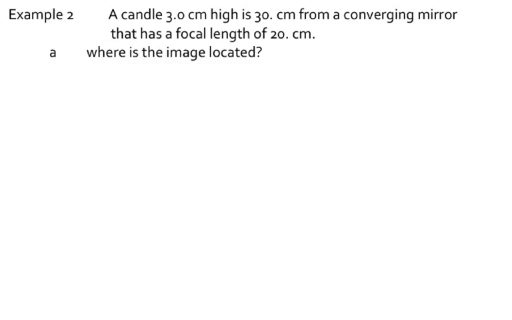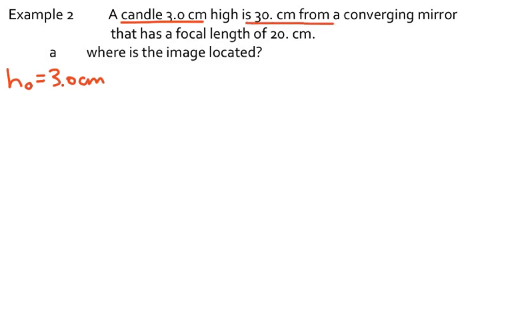So this example is quite similar to example 1. We have a little bit of different information this time, so we'll just have to deal with that as we go. We have a candle, 3.0 centimeters high. That's not the distance of the candle from the mirror. That is the actual height of the candle. So in terms of a variable, that would be HO, because the candle is the object.